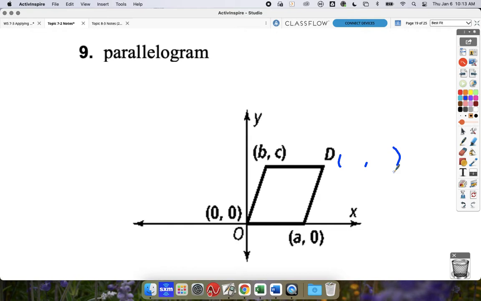Struggle or success? Success. So the y coordinate, how far up do you have to go to get to D? You go up C units. From here to here is how far? B. And how long is this one? So this is B long, this is A long, so you have to go over A plus B. So it's A plus B, comma C.